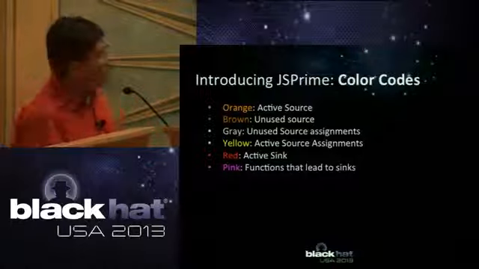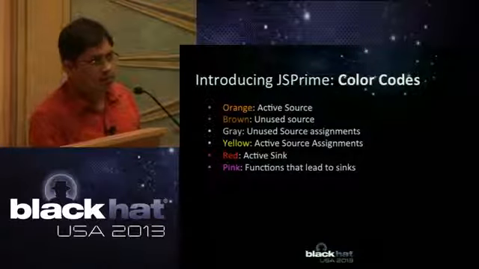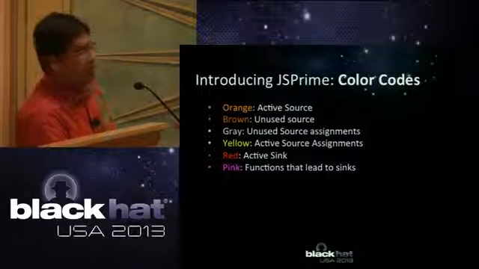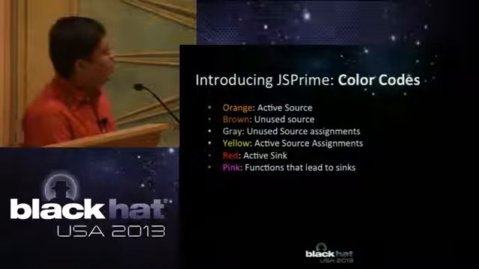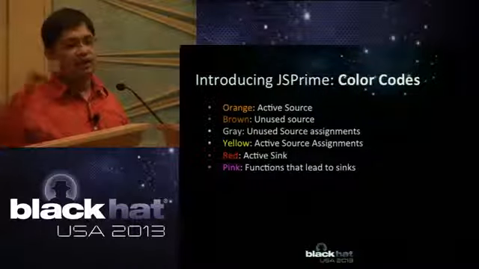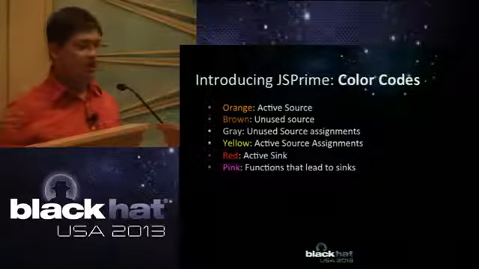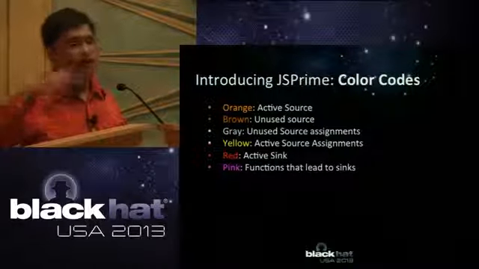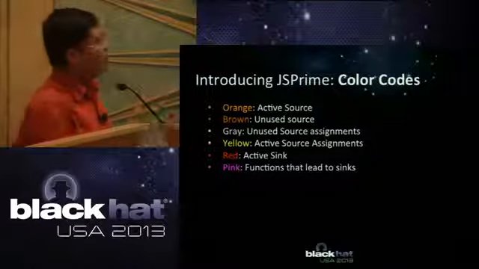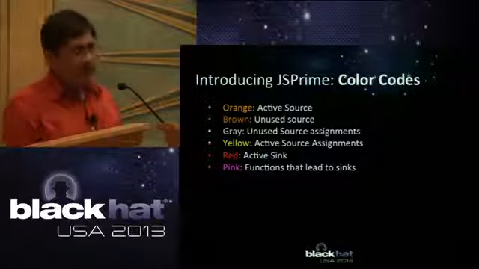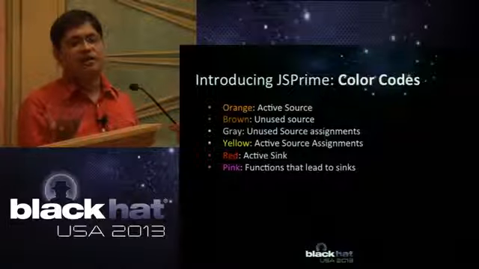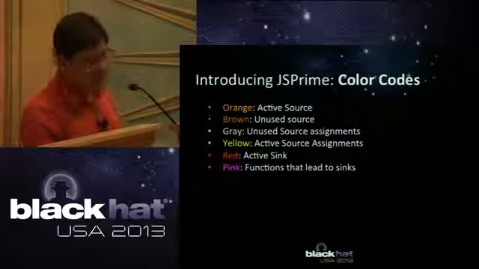Okay, so these are some of the color codes that we are using in the report. We have an orange color. I'll give you a demo so this will make more sense, but just as a heads up, the orange color is an active source. If we figure out that there is a source reaching a sink, making up a pair for creating an XSS or say code execution, we mark that source line in orange. And if it is a source but it is unused, meaning it could not reach a sink, we color it brown.